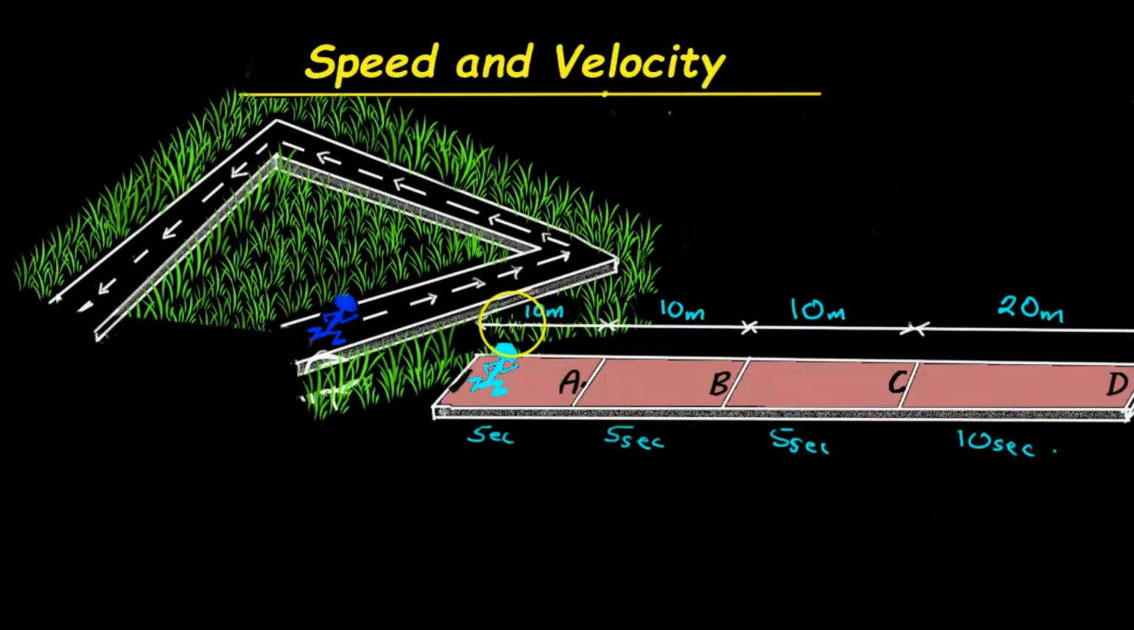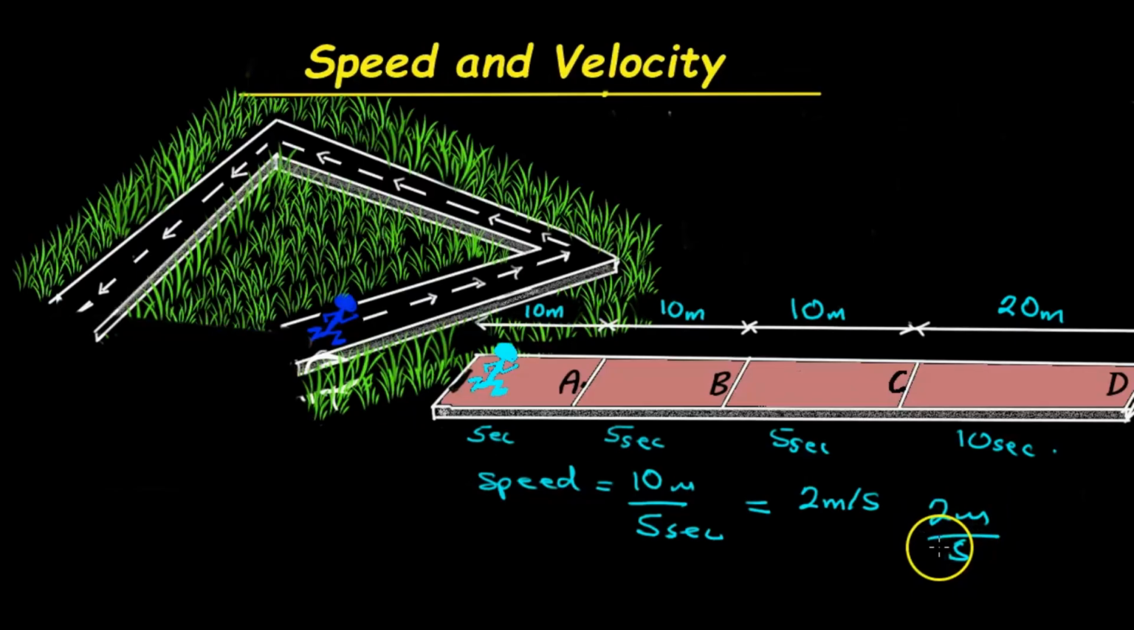Now, if you want to know the speed of this guy from the start to point A, we divide the distance he covered. So his speed is equal to the distance he covered, which is 10 meters, divided by the time he used to cover that distance, which is 5 seconds. So this will give us his speed to be 2 meters per second. So 2 meters over 1 second.